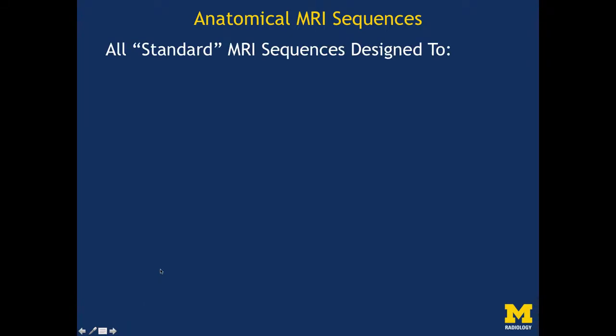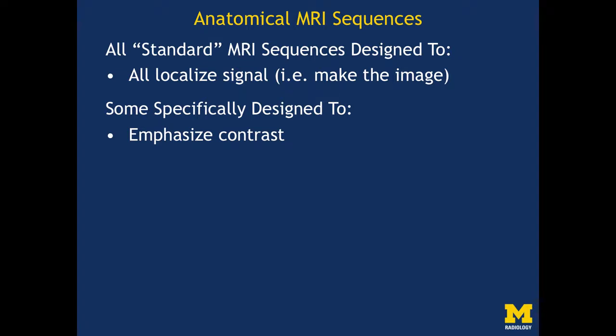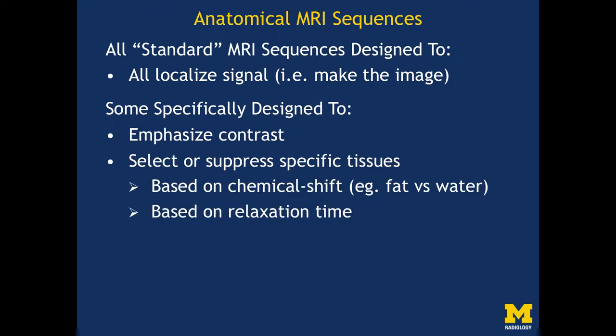So, anatomical sequences are, as expected, to depict anatomy in 3D space. And for that, we have to localize the signal. I talked about that in the part one podcast. Certain sequences will be tuned to emphasize different types of contrast. We may select specific tissues using chemical shift to make an image of fat versus water, and as I talked about in part 1 of this series, often we're exploiting different relaxation times.